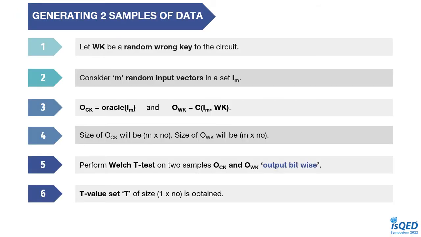So for generating two samples of data, let us consider a wrong key WK. It will be random, and then a random input vector set of size m, Im. Now apply this input set to the Oracle and obtain OCK. Then apply the same input set to the circuit with the wrong key WK and obtain OWK, and then perform Welch's t-test on these two samples output bitwise.